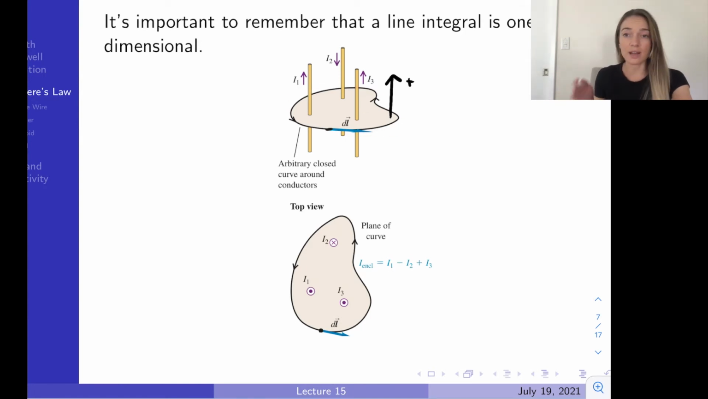You can always use your right-hand rule like that. If you curl your hand in the direction that you're integrating, or the direction of your closed path, your thumb will be pointing in the upward direction. So that's why I1 and I3 get a positive there. We have plus I1 and plus I3, and then minus I2, since that's going in the downward direction according to our right-hand rule.